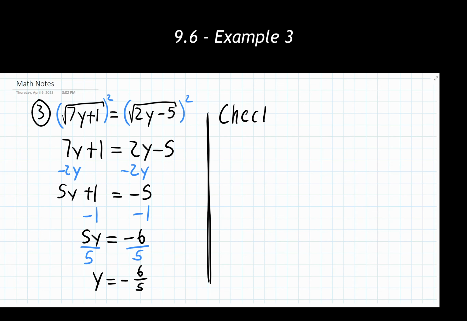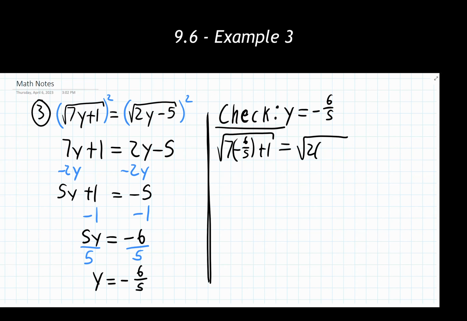So again, I'm noting to myself, I'm going to check this. What am I specifically checking? I'm checking that y is negative 6 over 5 and that's going to be an actual final answer. So I'm plugging that in. Again, always start with the original equation as it's been given to you. And then we're going to simplify each side all by itself.